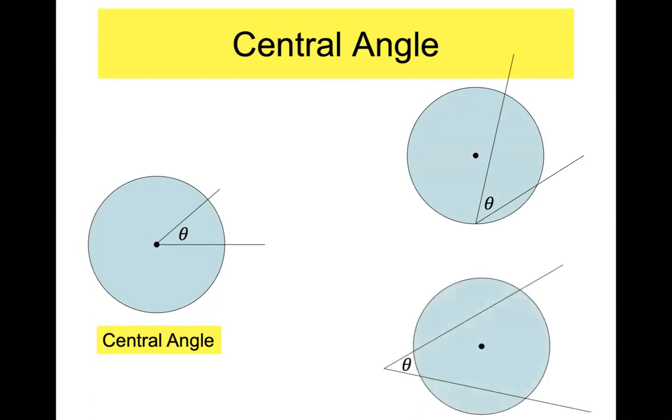That gets a special name. We'll learn about that angle. That gets a special name. And I didn't draw one, the third type, but the third type is where the vertex of the angle is inside the circle, just not at the center. All right, so today we're doing the ones on the left. The ones on the right are not central angles.